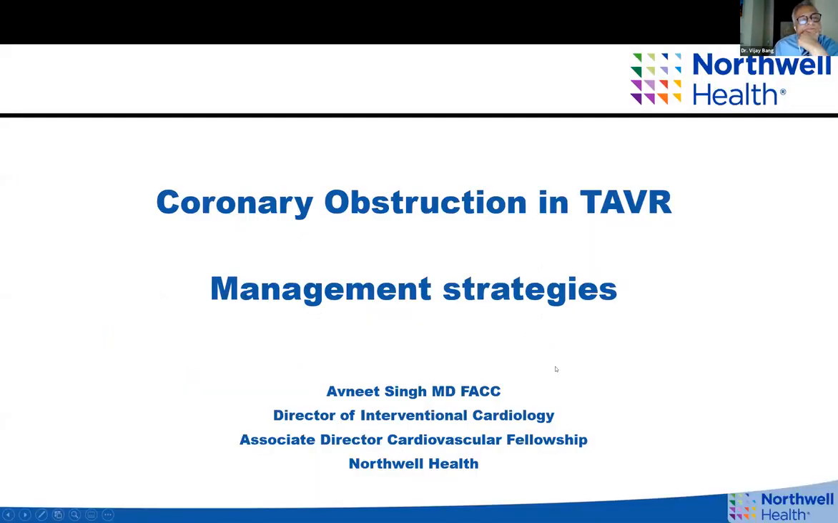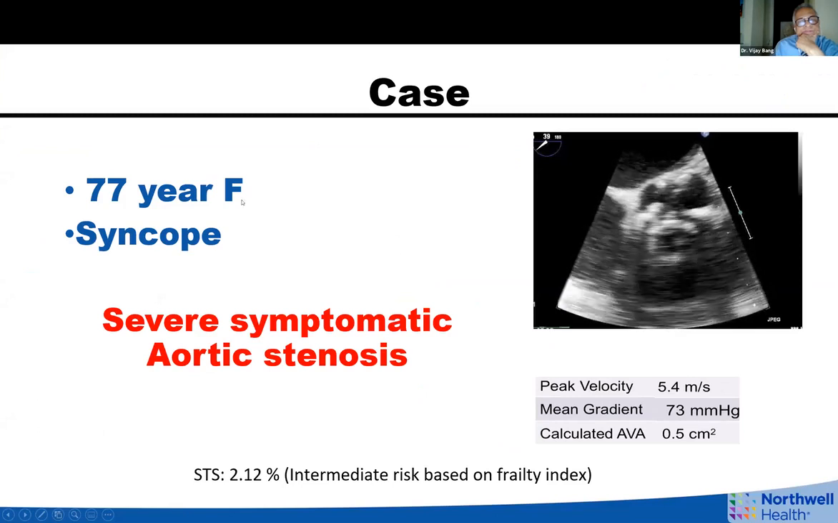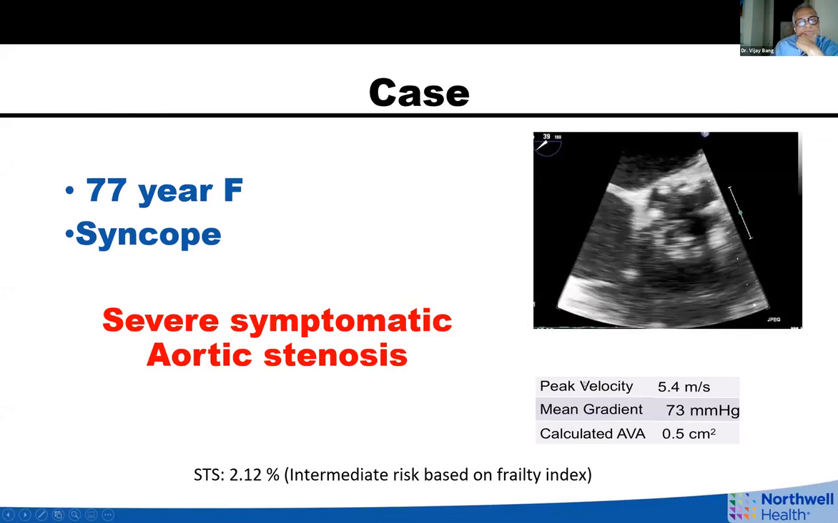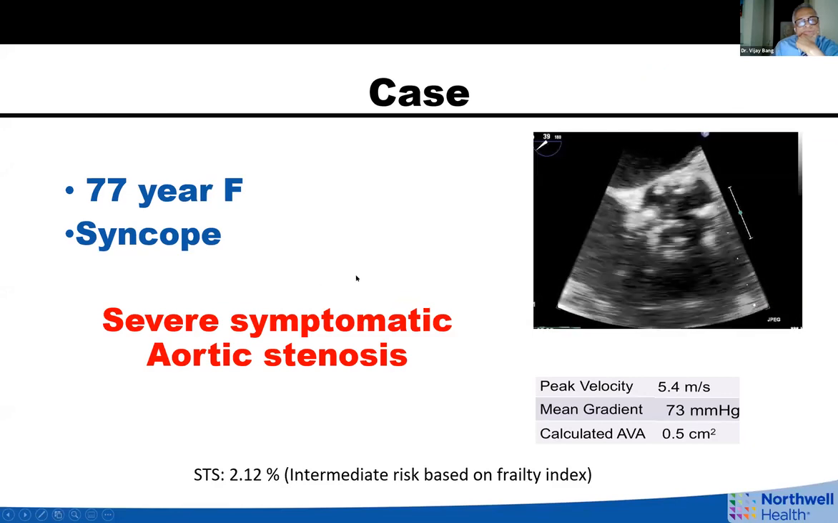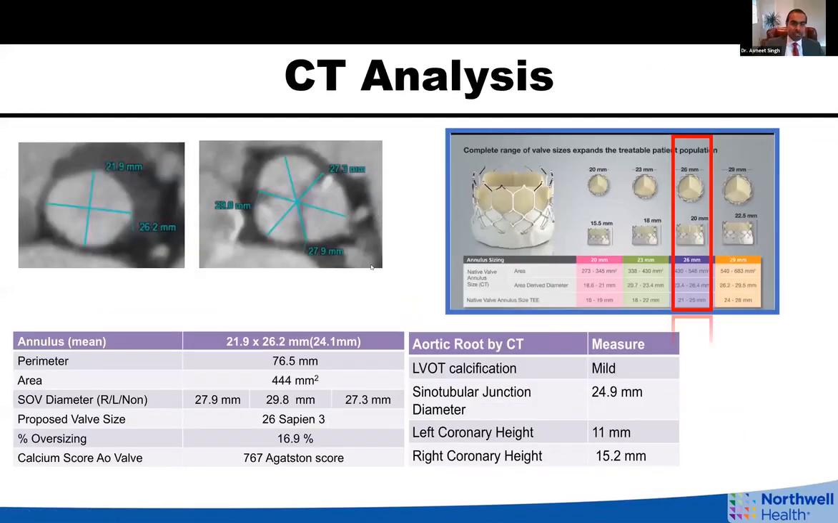All right, good morning, everyone. So we'll talk about coronary obstruction in TAVR patients, what the management strategies are. So we'll start with a case. A 77-year-old female comes in with symptomatic severe stenosis. And as you can tell, based on the gradient, it's severe AS with a valve area of 0.5, and she's intermediate surgical risk. So based on her clinical characteristics, she was deemed an appropriate candidate for TAVR.